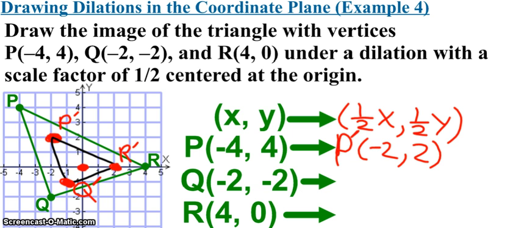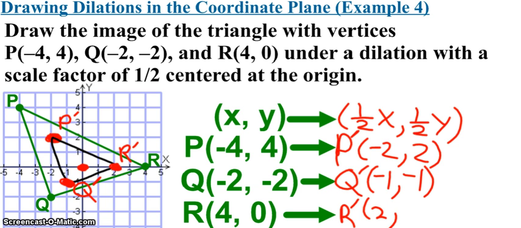Do the same thing for your Q and your R. Go ahead and pause this and then check your answer. Our Q prime, half of -2 is -1. Half of the other -2 is -1. And for our R, it's going to become R prime after we dilate it with a scale factor of 1/2. Half of 4 is 2. Half of 0 is 0. That there will be our new ordered pairs for our P prime, our Q prime, and R prime.